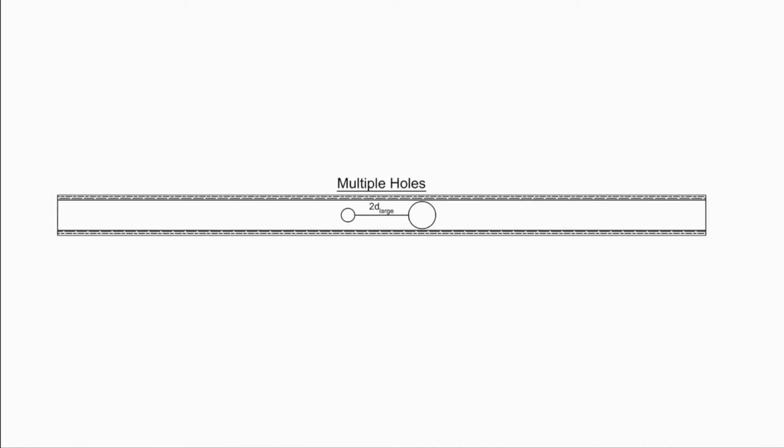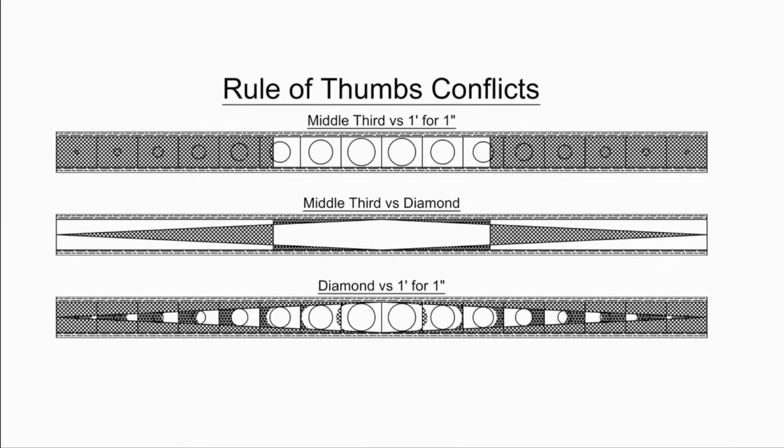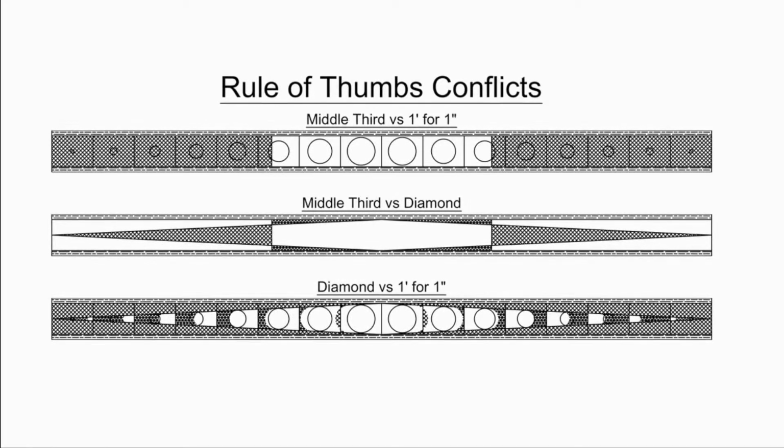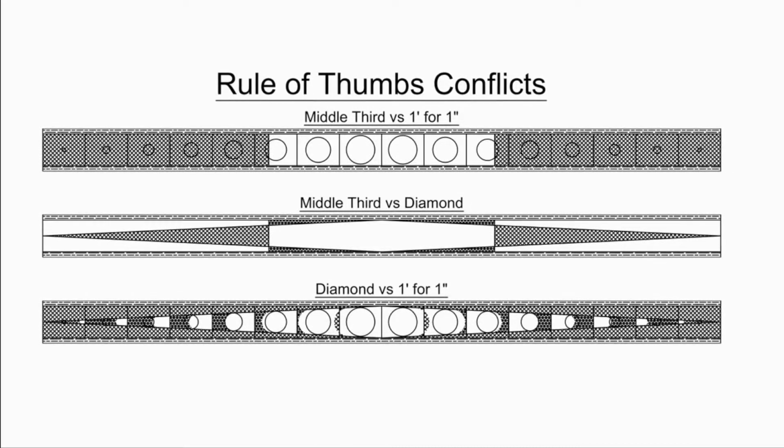For multiple holes, the rule of thumb is that the distance from one cutout edge to the other cutout edge will be twice the hole size. This could lead to a cutout outside the safe area. As one can see, there are many rules of thumb, with conflicts between the different methods as shown with the hatching. Which one should you use?